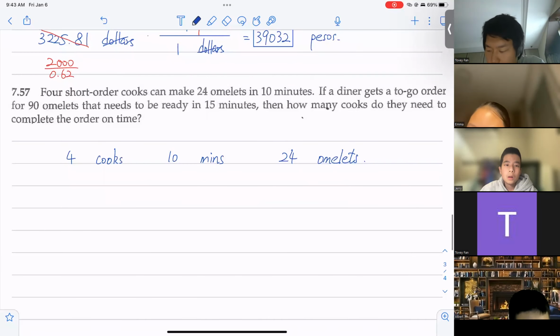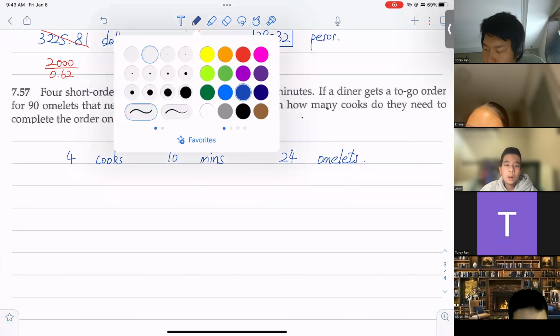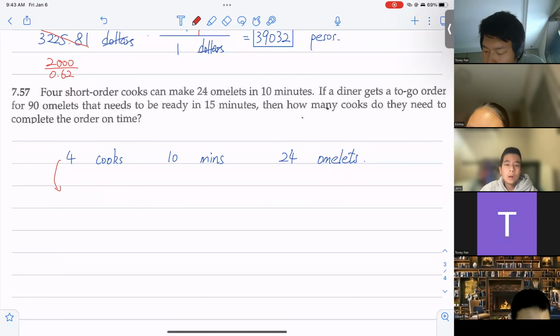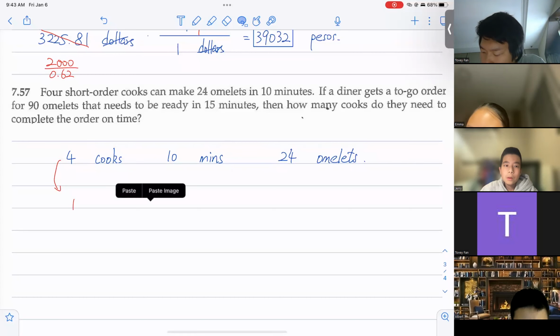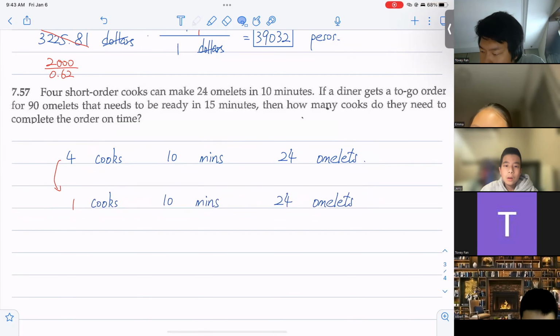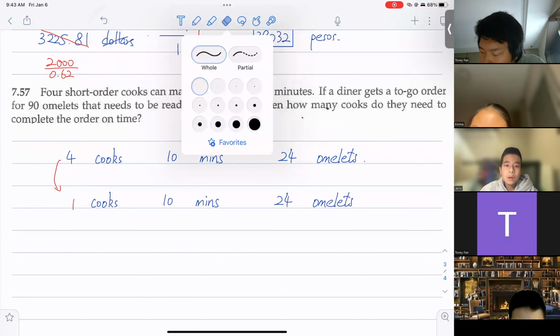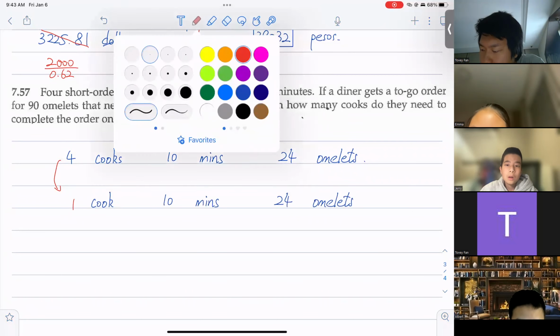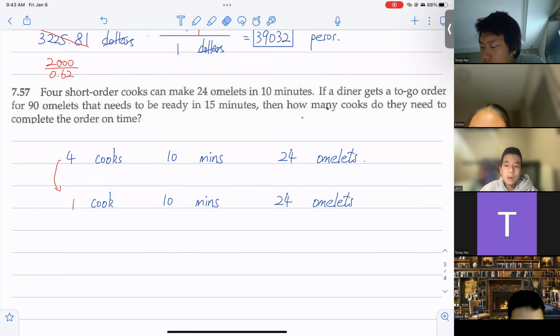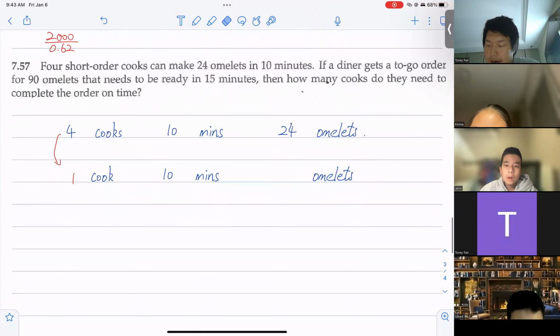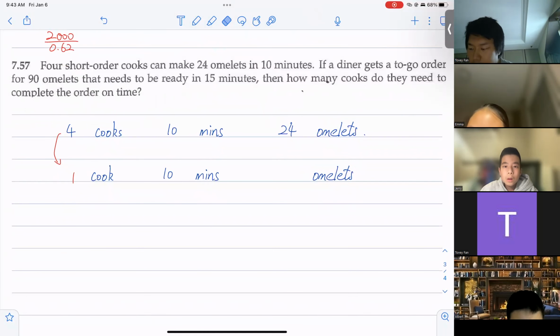So first we can think, what about only one cook? So the first step, we just bring this down to one, okay? One cook, and everything else is the same, because you need the individual work rate, okay? Because in the end, you need to figure out how many cooks you need, right? So let's first figure out for one cook, just one guy. One guy can make an omelet in how many minutes? So one cook, 10 minutes, how many omelets can he make?